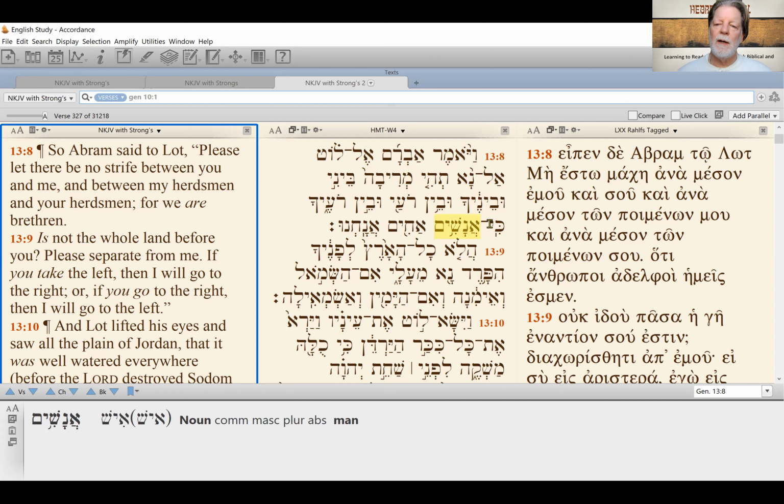Abram says ki anashim achim anachnu, we are men who are brothers. Anachnu, we are. Actually, they weren't brothers in the literal biological sense of the word. Lot was Abraham's nephew. But when Abraham is talking to Lot about being brothers, it would mean that they have some spiritual connection. They believe in the same God. They're serving the same God. They are trying to live in a brotherly fashion, even though they're not biological brothers.